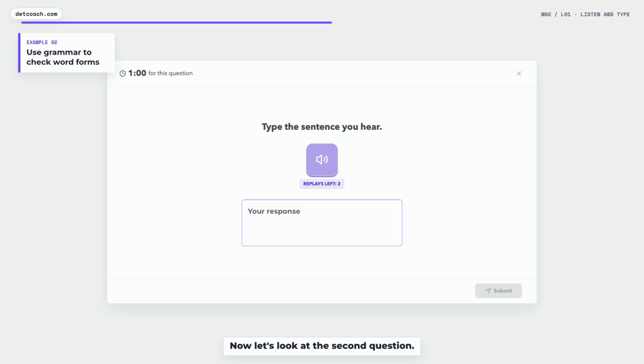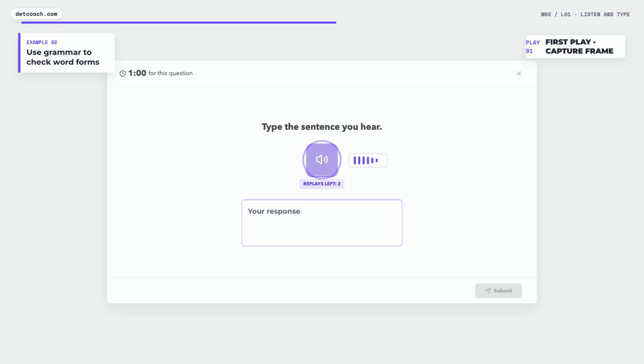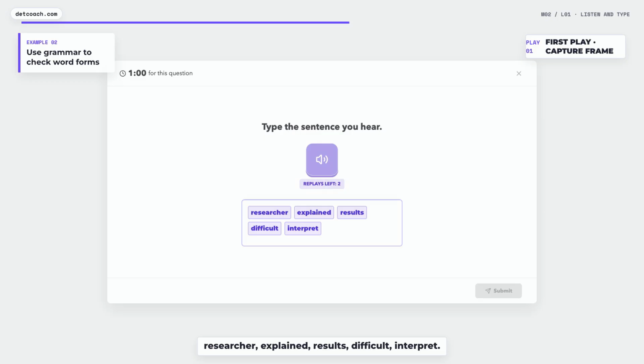Now let's look at the second question. The researcher explained why the results were difficult to interpret. On the first listen, capture, researcher, explained, results, difficult, interpret. We already know that a researcher explained something related to the results.